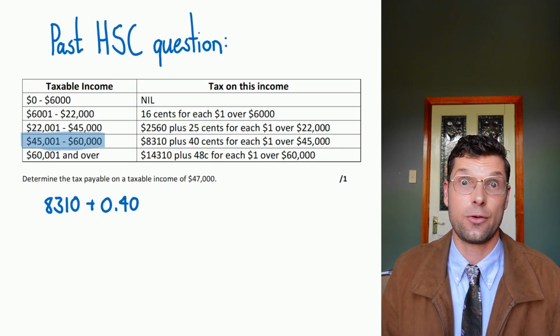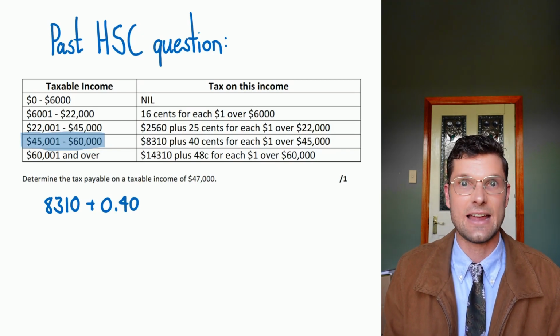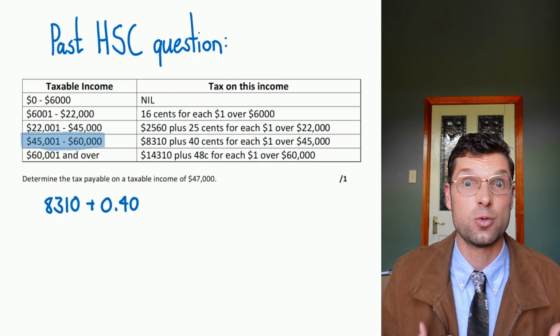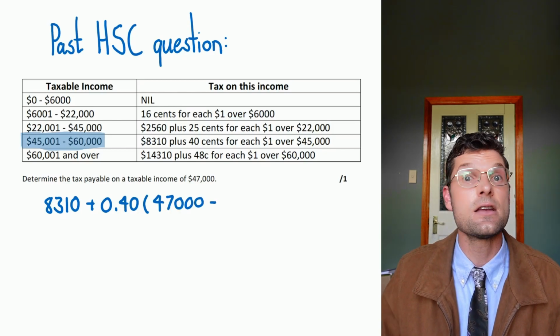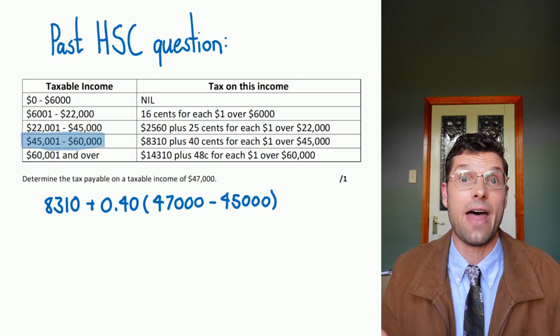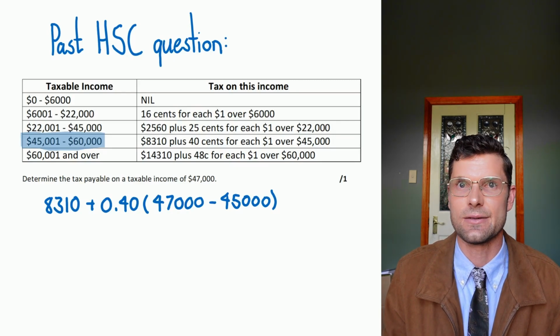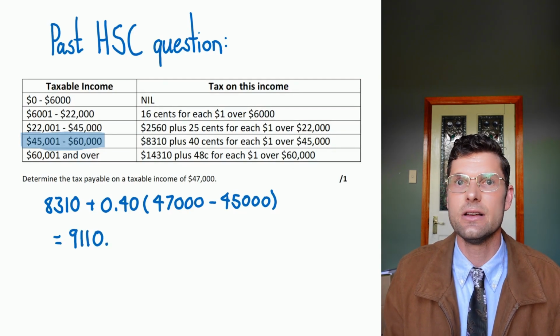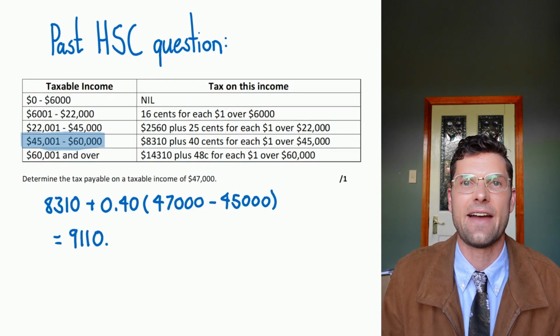We've got $8,310 plus 40 cents, or 0.40. That's the first part of this done. Now we've got to put in how much we earned, so bracket 47,000 minus the lower end of that tax bracket, which is 45,000. We just have to throw this into our calculator, which is equal to $9,110. Done. That's all the working out we have to do.